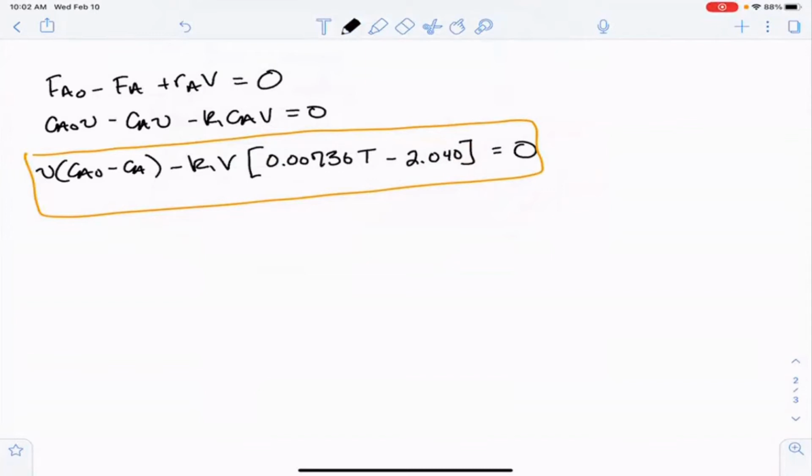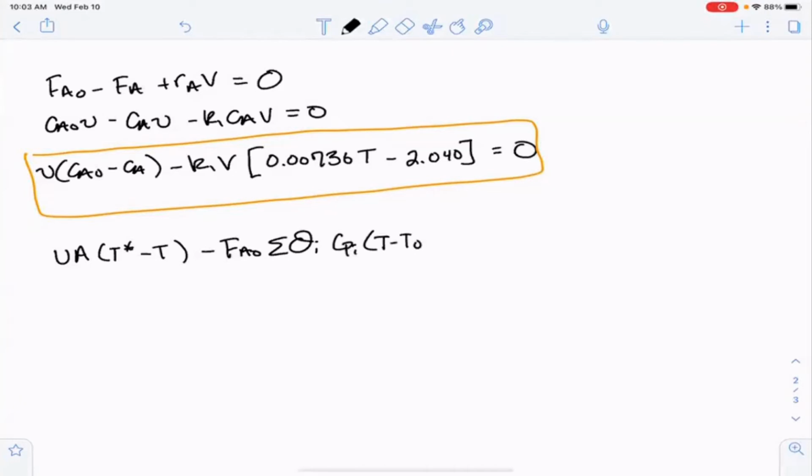So the thing that's new is our energy balance. And we're going to use UA times T star minus T minus FA0 times the sum of theta I CPI times T minus T0 minus FA0 X times delta H of reaction is equal to 0. And I like going back to this form when I can, because depending on our system, we might be able to simplify it.